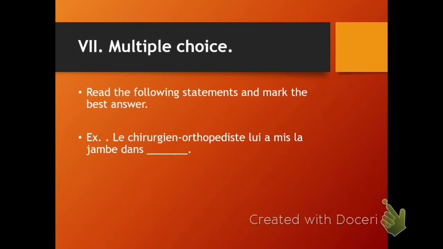For example, le chirurgien orthopédiste lui a mis la jambe dans. Would it be A, la béquille, B, le plâtre, or C, le brancard? So obviously we need to understand what our sentence is saying. So we're saying here the orthopedic surgeon has put his leg in. So we have to look at our answers, and then we have la béquille, that is a crutch. So obviously not a crutch. We're not going to put our leg in a crutch.